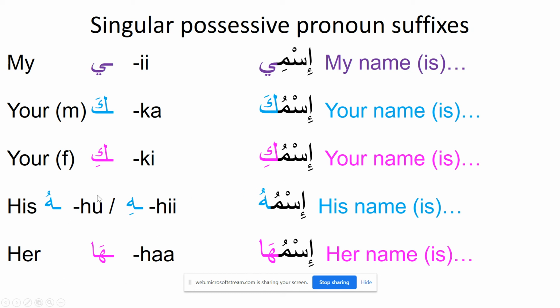But the ones that you haven't been introduced to yet, here they are. If you want to say his or him, or hers or her, you're going to use these endings. You're going to use hu for his or him, and then ha for her or hers. So ismuhu is name of his. Ismuha is name of hers.